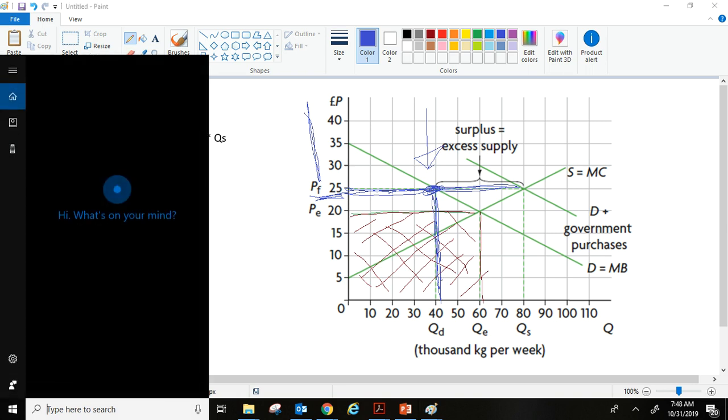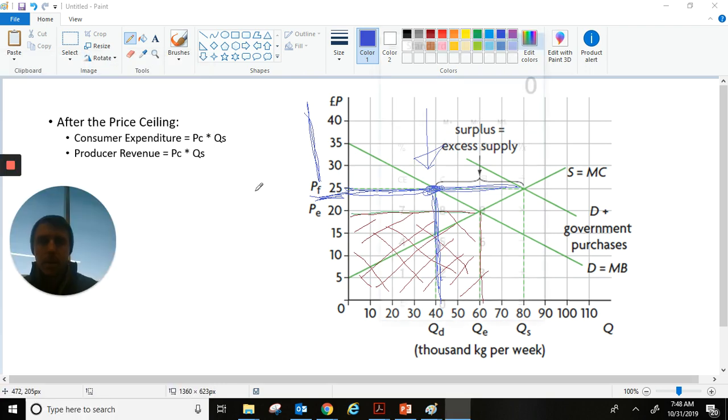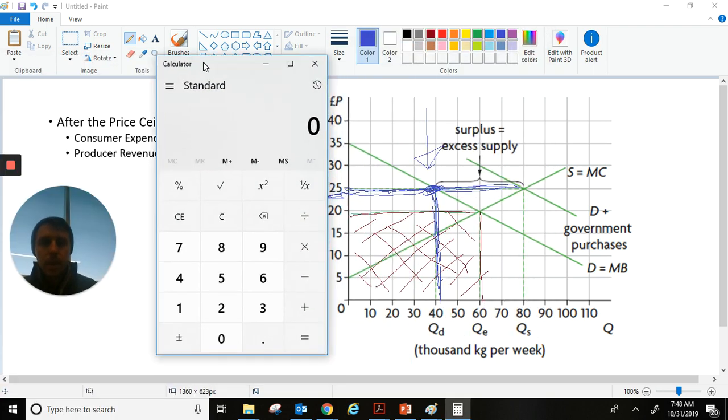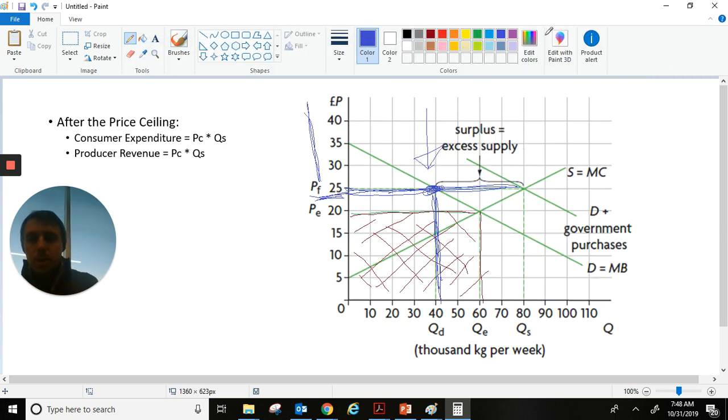And so if I can show you this, what's on my mind? I'm getting a calculator. Okay, so if we're trying to find what consumers are spending after the price floor: well, they are spending $25 a unit, and they are buying 40 units. And so our consumer expenditure after the price floor, excuse me, is 1,000.